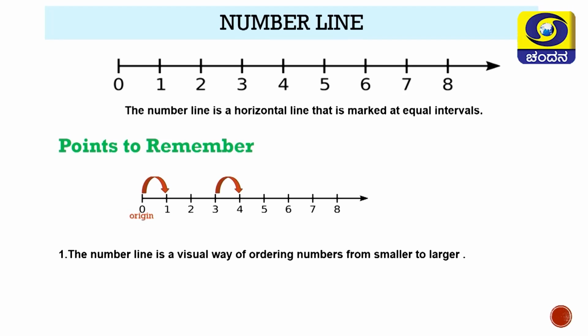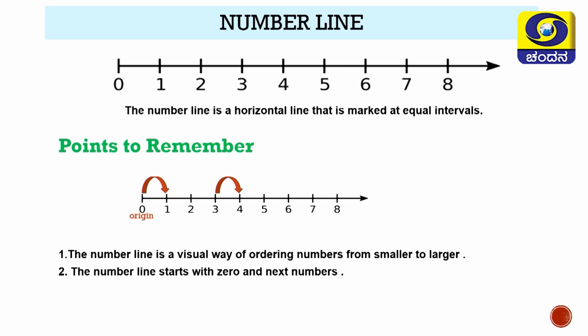So what are the other aspects we need to learn from this number line? You can see this number line. It says that the number line is a visual way of ordering numbers from smaller to larger. See the first number, children, it is 0. Next number is 1. Another number is 2. Then it is 3. So here the numbers are arranged from smaller to larger.